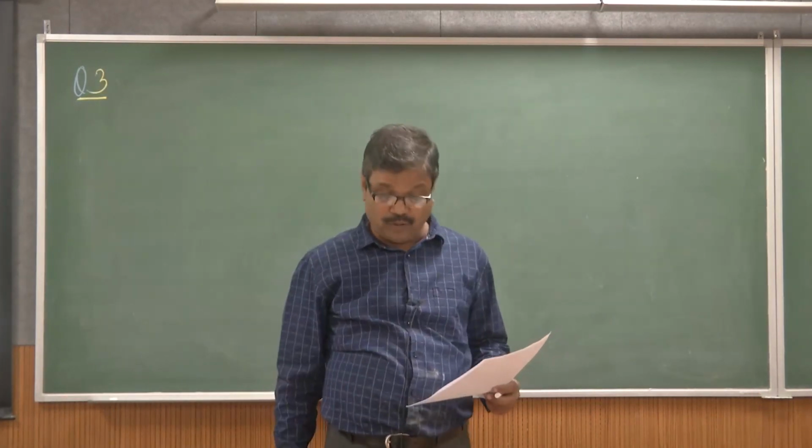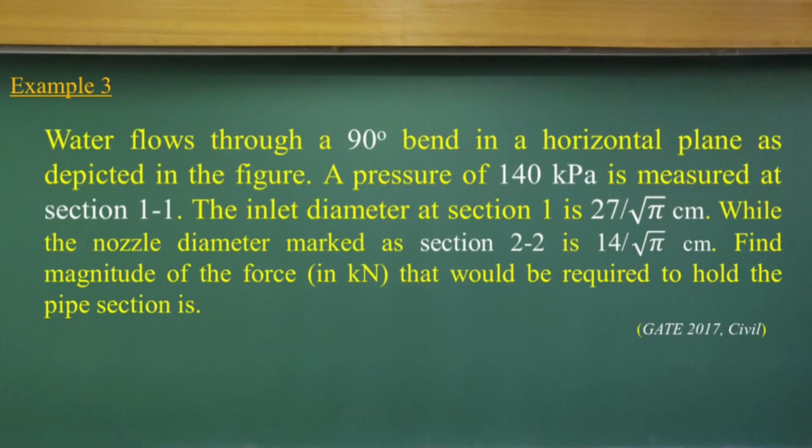Let us go for example 3, which is about water flow through a 90-degree bend in a horizontal plane as given in the figure. The pressure of 140 kilopascal is measured at section 1-1. The inlet diameter at the section is 27 by square root of 5 centimeters, where the nozzle diameter, marked as section 2-2, is 14 divided by square root of 5 centimeters. Find the magnitude of the force in kilonewtons that could be required to hold this pipe section.